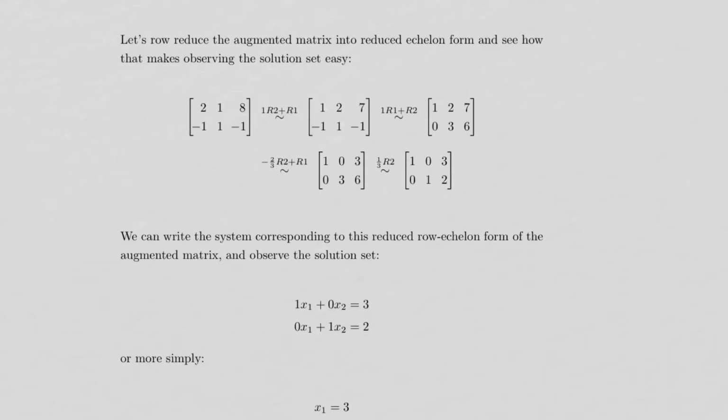Okay, so how is this easy? How is this form of the matrix easier than this form to observe the solution? Well, now we write down the corresponding system. Remember, each row represents an equation, and the first column represents the x1 variable, the second column represents the x2 variable, and the third column is the constant term.